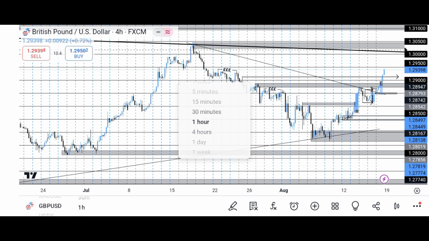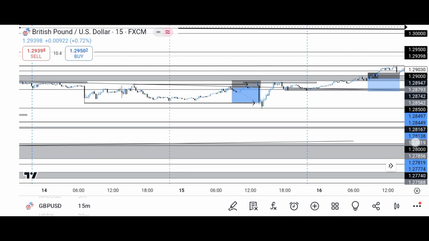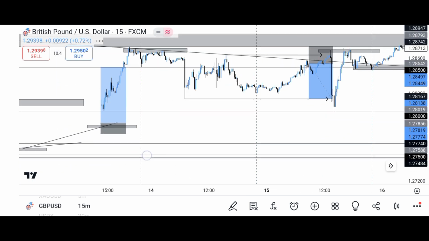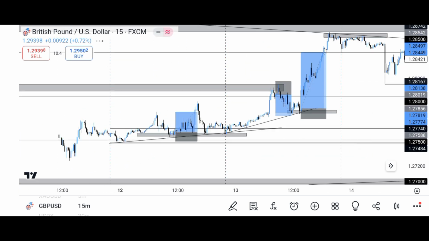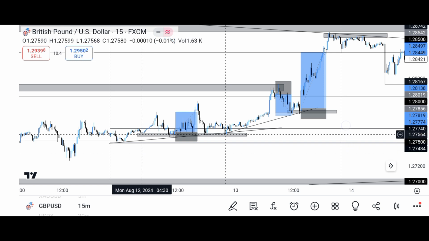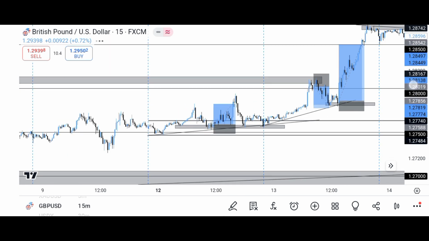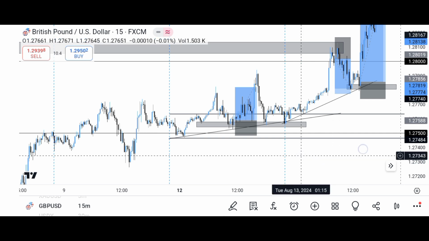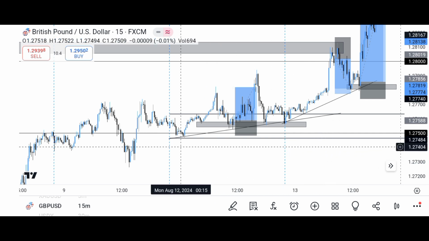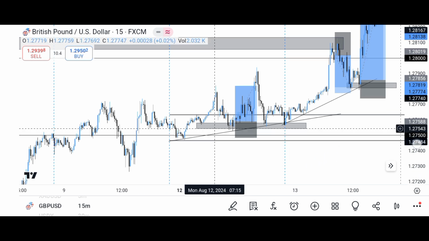So I went down to my lower time frame, the 15 minutes, where I execute most of my trades. This is Monday. Like I said, as a trader, always make sure you follow the trend. This is how I traded on Monday. I trade only the London session, London to New York.